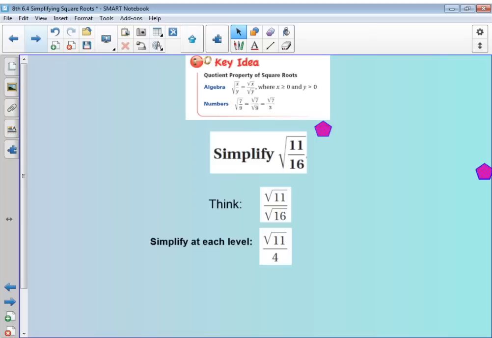Okay, so here we have simplify the square root of 11/16. So we're going to think of it like this. We're going to think of it as the square root of 11 over the square root of 16. Now, within that, can we break it down? 11 is not a perfect square, but 16 is. The square root of 16 is 4, so that's how we got the 4 there. Square root of 11 cannot be broken down. 11 is a prime number, so that's the lowest that it will actually go. So this is just going to be our final answer.